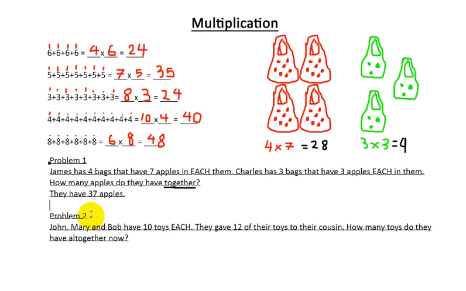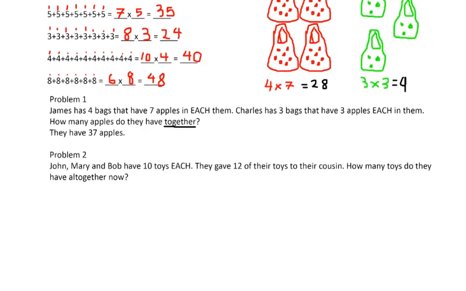Let's move on to the next problem. Make some room as well. Now this problem says, John, Mary, and Bob have 10 toys each. They gave 12 of their toys to their cousin. I'm going to move this a little further down so that we have some room to draw. They gave 12 of their toys to their cousin. How many toys do they have altogether now?